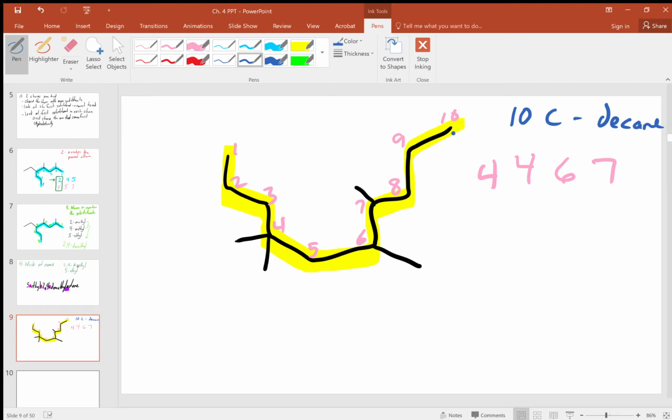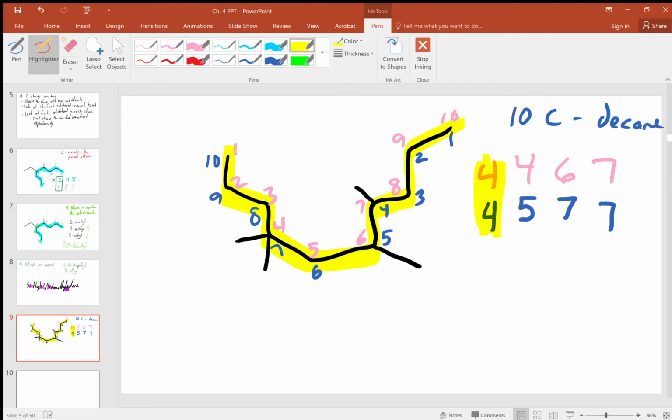Now we can also go the other direction. And with these blue numbers, the first substituent is on carbon 4, the second substituent is on carbon 5, and then we have the two substituents on carbon 7. So our first substituent in each direction is at carbon 4.